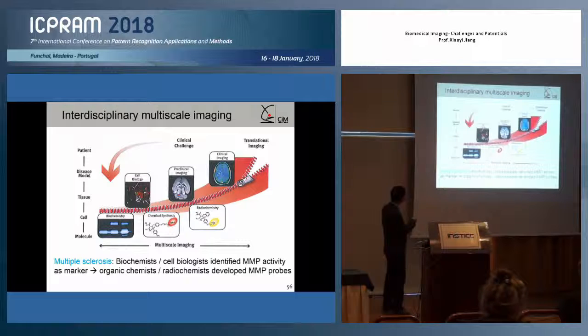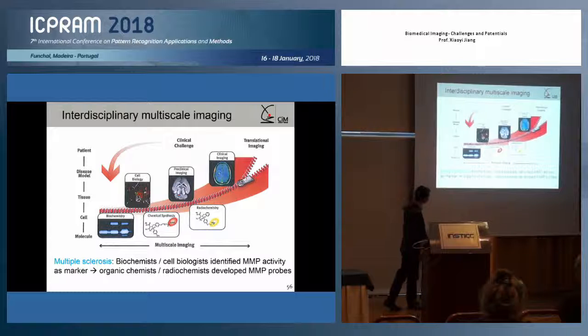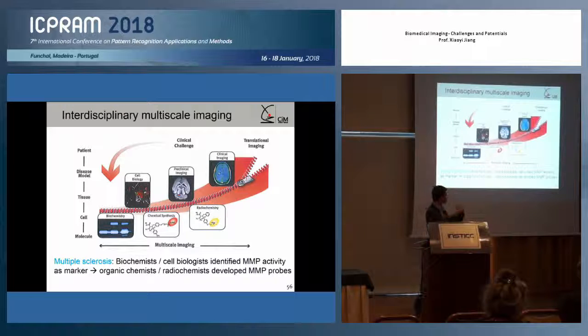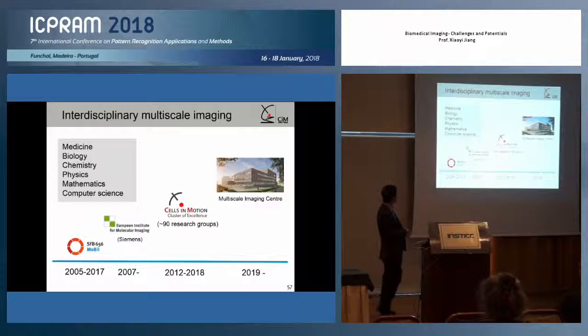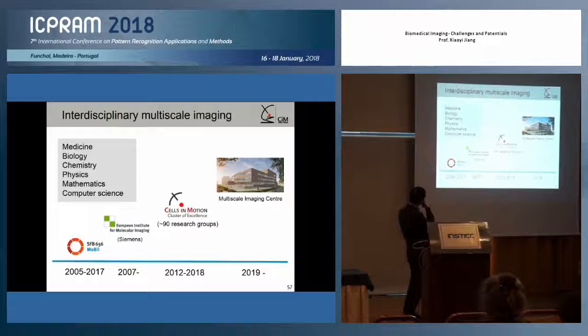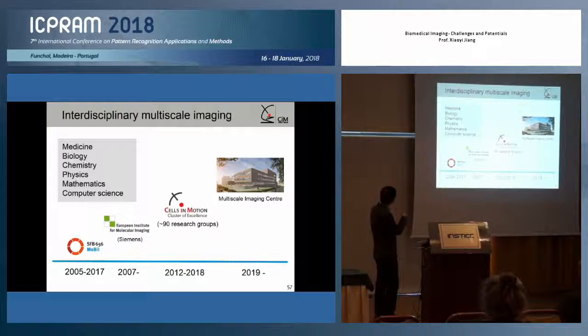Here's just one example for looking at this disease, and we have colleagues in biochemistry. They look for the so-called marker, how to identify something. And in organic chemistry and radiochemistry, they develop the marker probes, how to detect using chemical materials. And then we have physicians, we have biologists, we have computer scientists, and so on and so forth. Basically, we are working in such a very interdisciplinary setup.